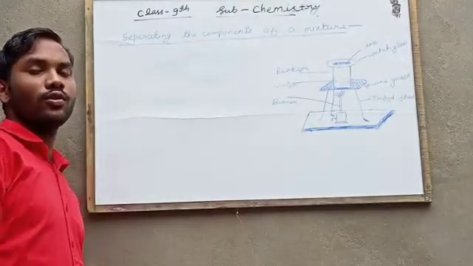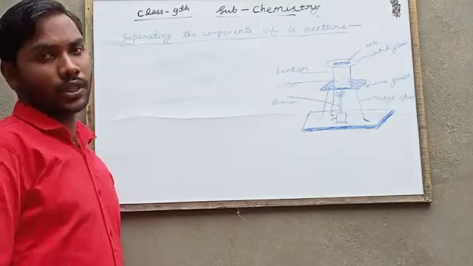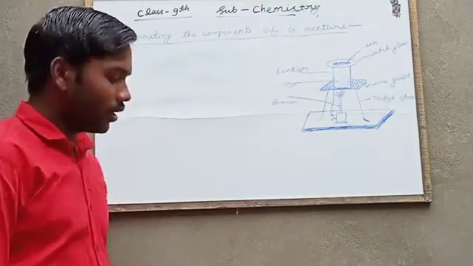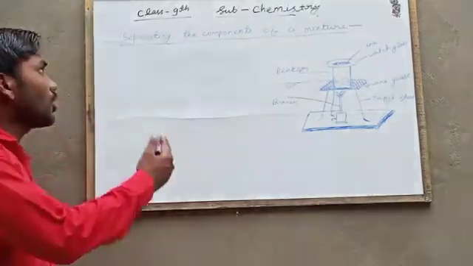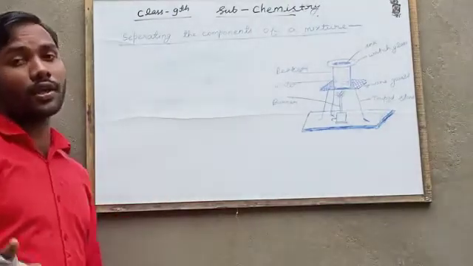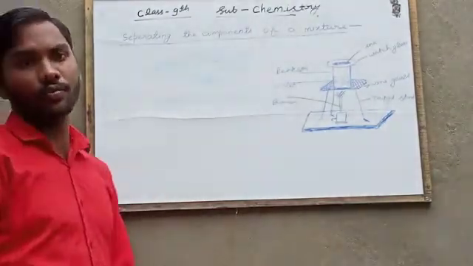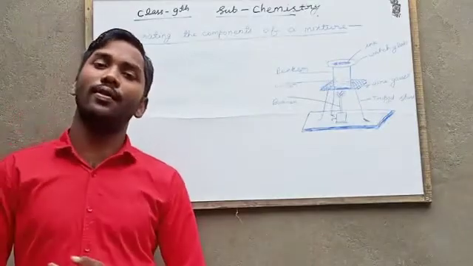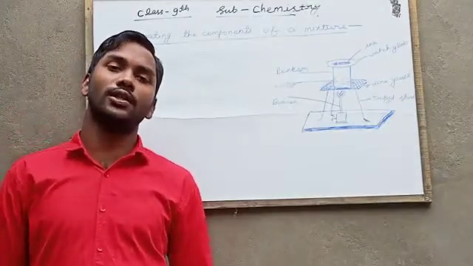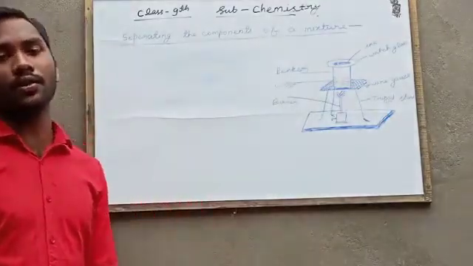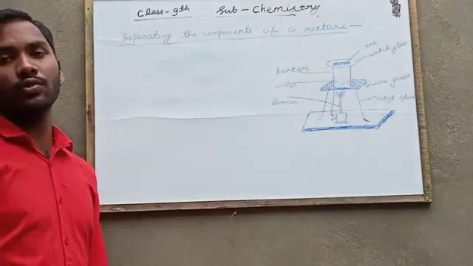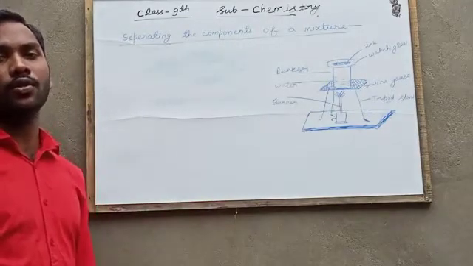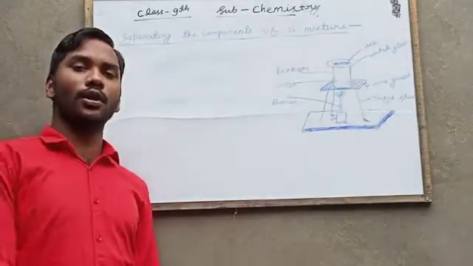In the previous video, we discussed suspension and colloids. In this video, we are going to discuss separating the components of a mixture. How can the components of a mixture be separated? First of all, we should know what the need for separation is, and why we separate the components of a mixture.